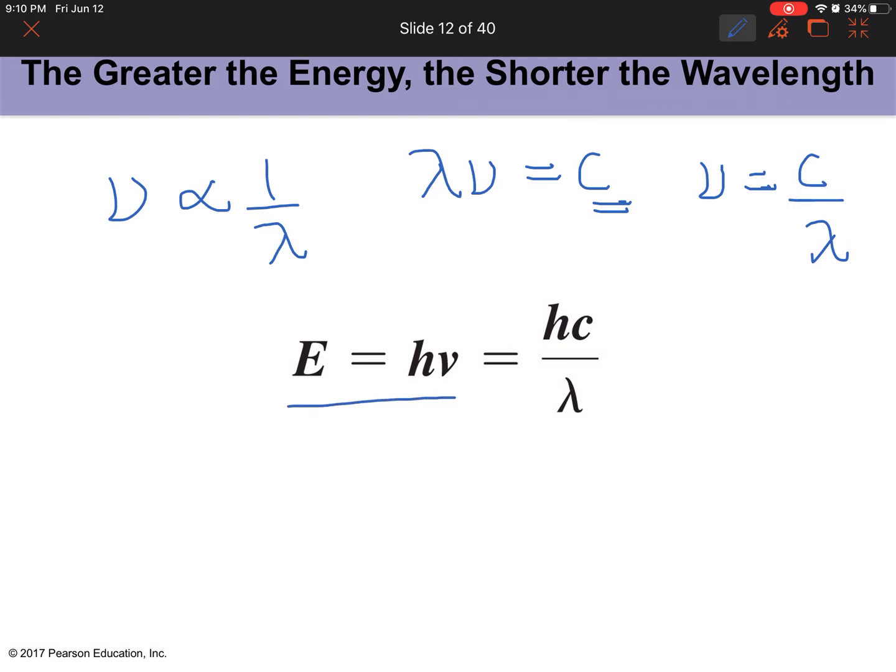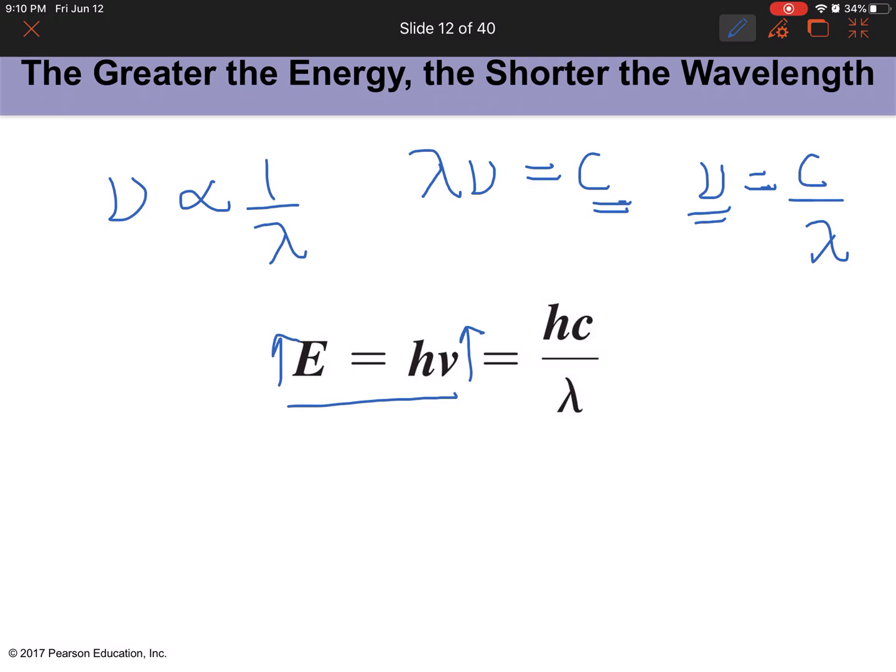And then for the energy equation, the higher the frequency, the higher the energy. The constant for that is called the Planck constant h. Remember, h is 6.626 times 10 to the negative 34 joule seconds, times nu. If you put c over lambda in place of nu, the energy would be hc over lambda.